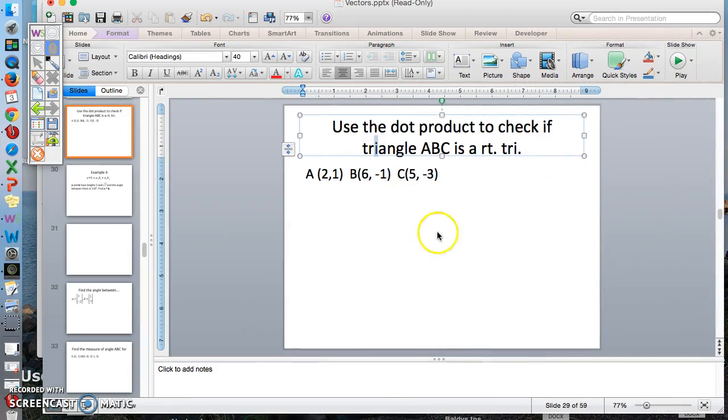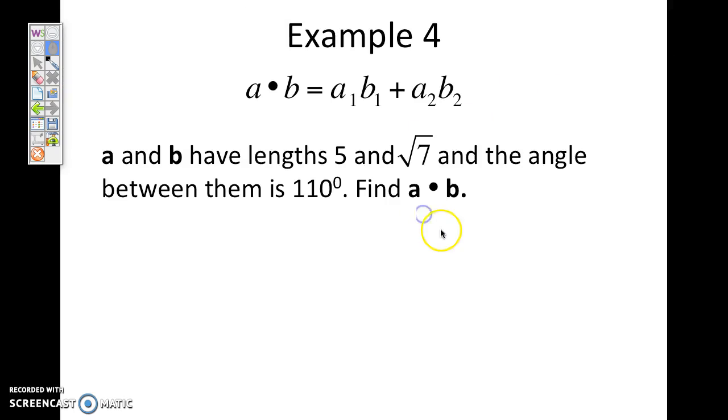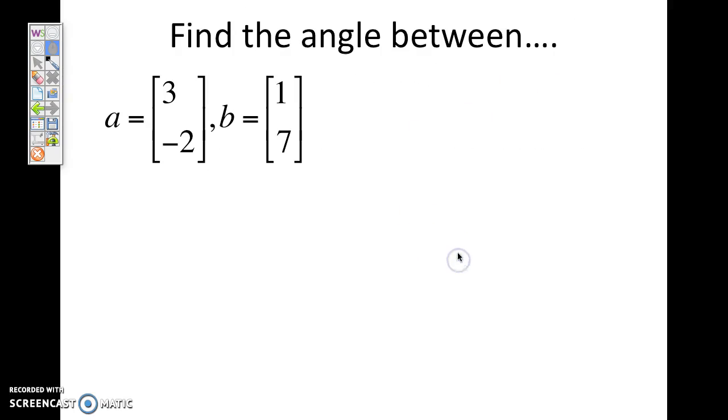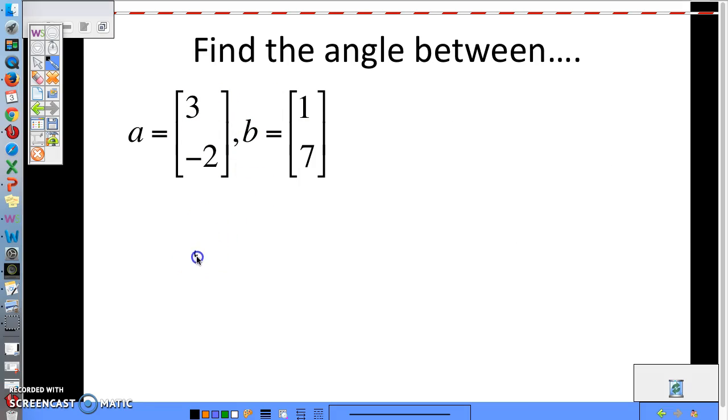So let's see, what are we going to look at next? We have to find the angle between these two vectors. So let's see here, 3, 2. So let's say we were going to go over 3 and down 2. So here's this vector here. And then our other one, we're going to go over 1 and up 7.